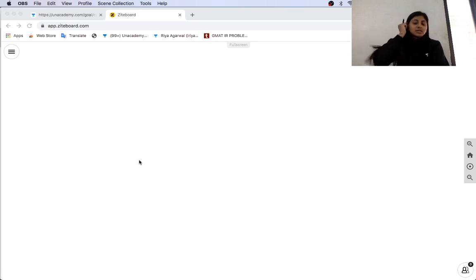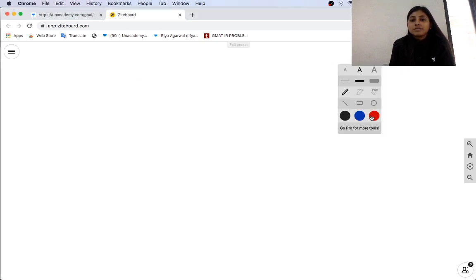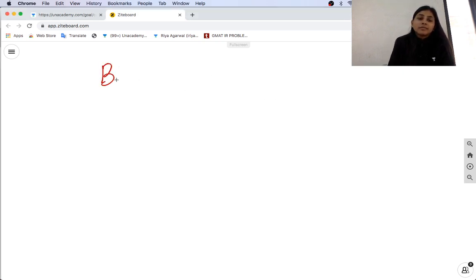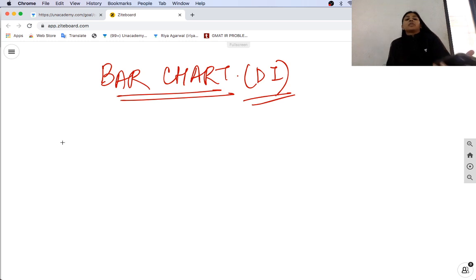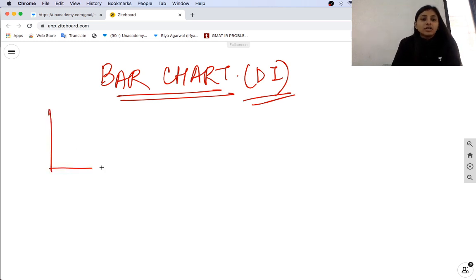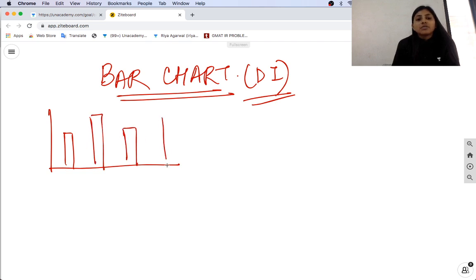Let's get started. So we are talking about the topic bar chart today. Okay, it is a data interpretation topic. So in this, the questions are given with a bar graph. What is a bar graph? It is something like this, where the values of the parameters are given by the height of the bar. So this is the value for this.